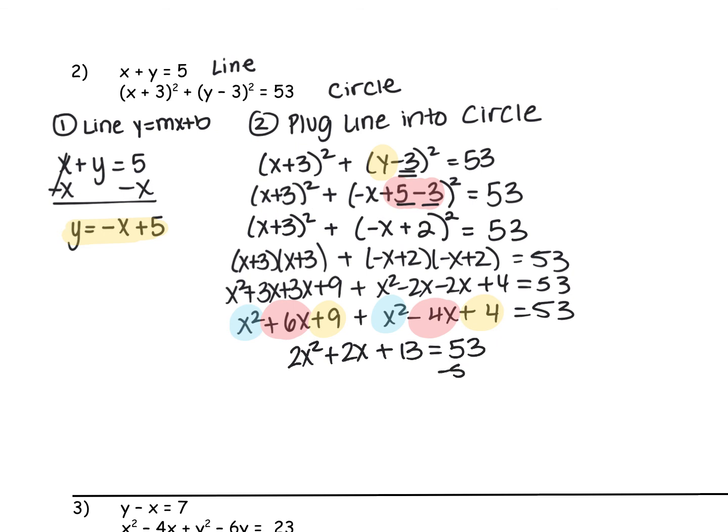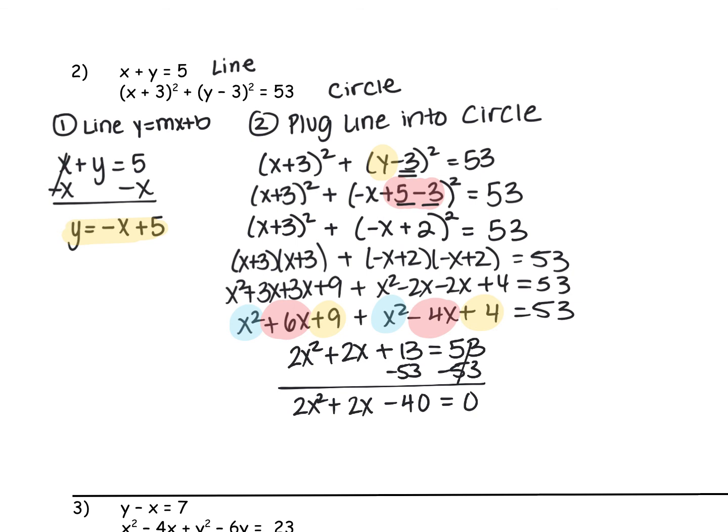Now we know we have to set this equal to 0, so we're going to subtract 53. So 2x squared plus 2x minus 40 equals 0. So we can factor this. Take a minute, pause the video, and then hit resume when you're ready for the answer.